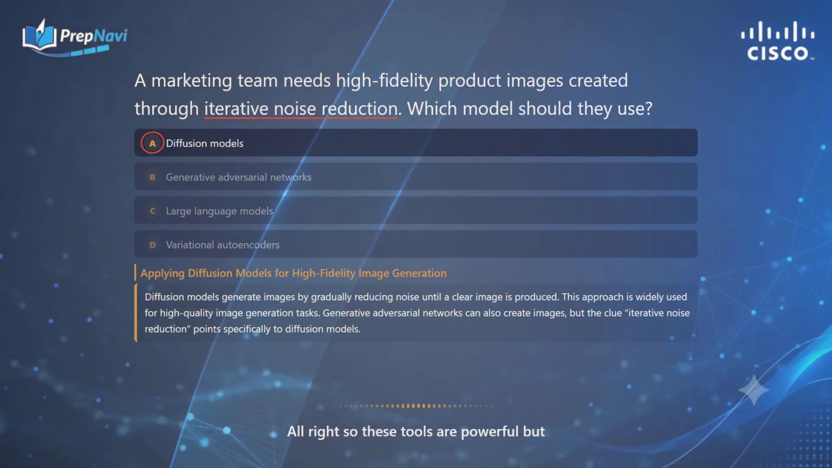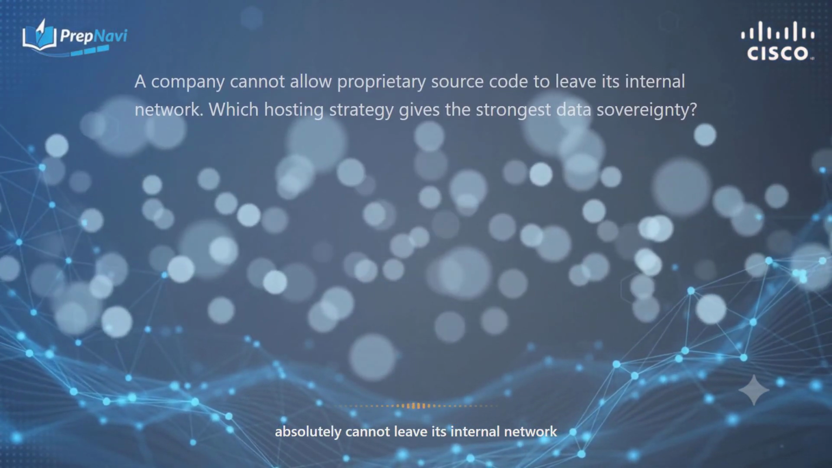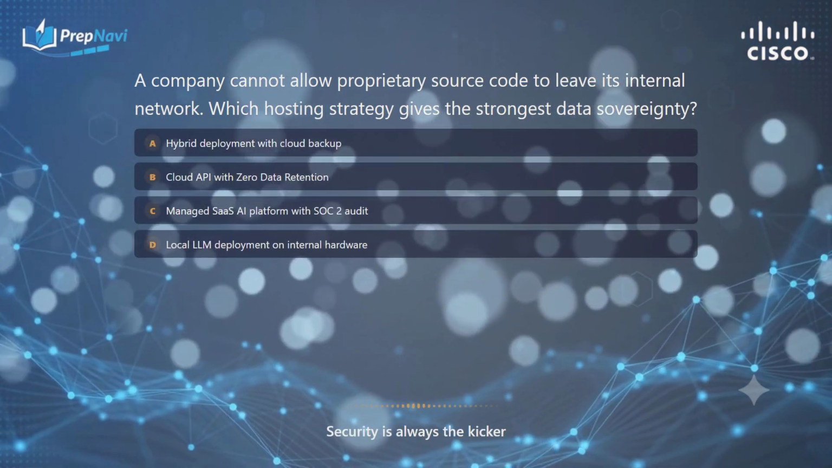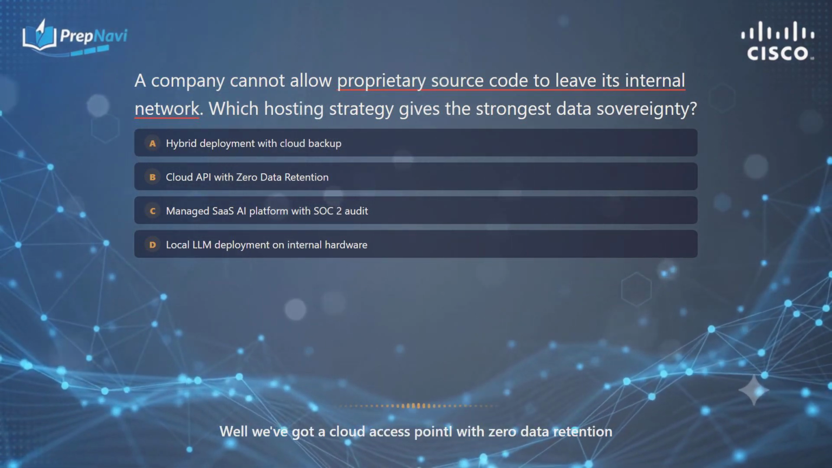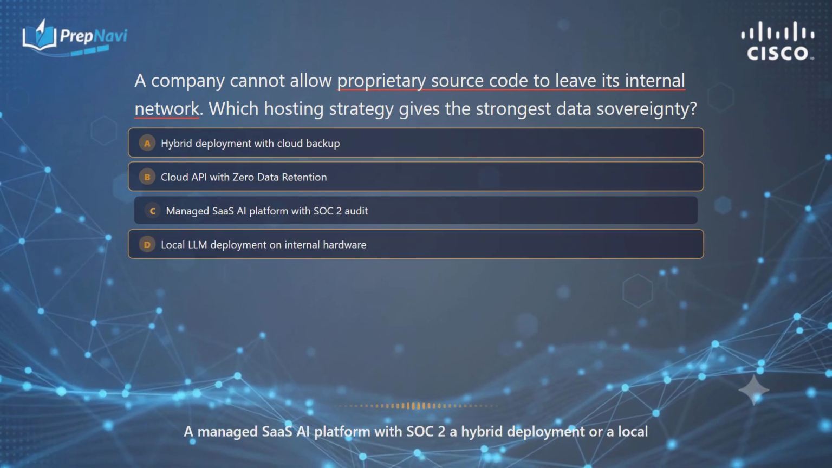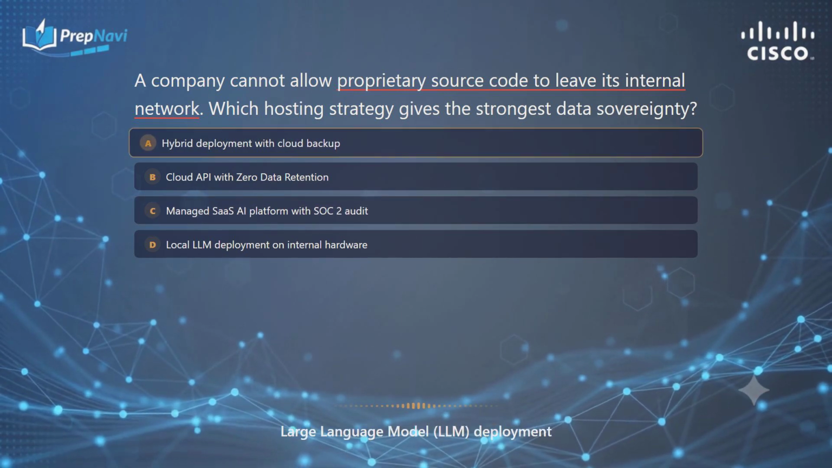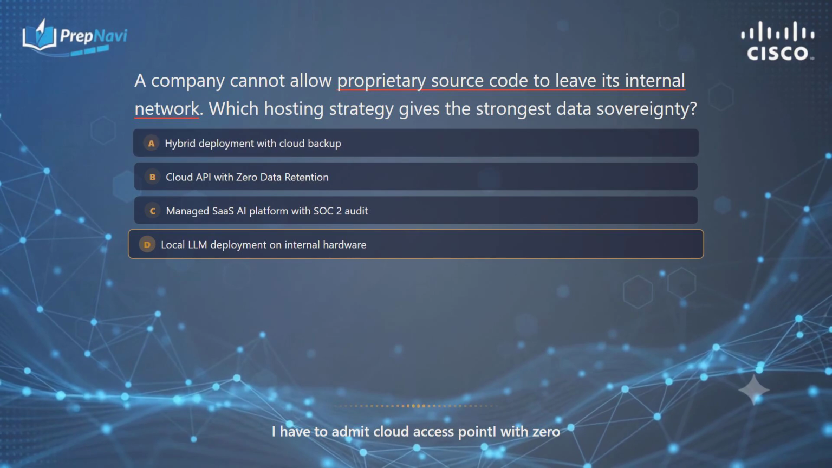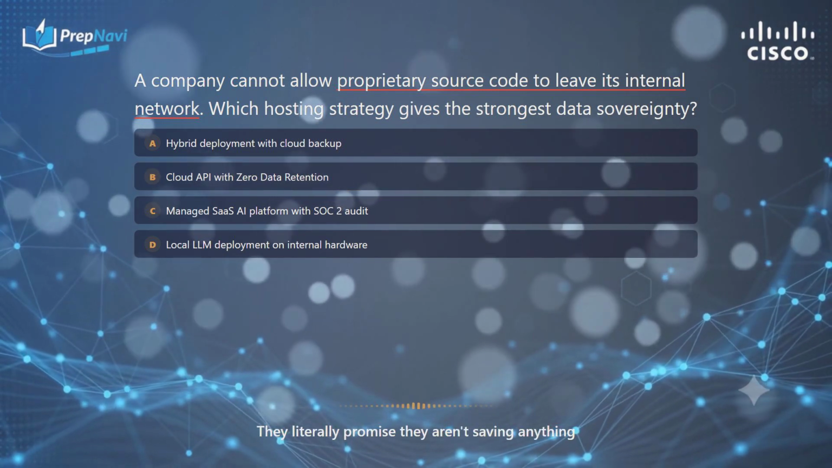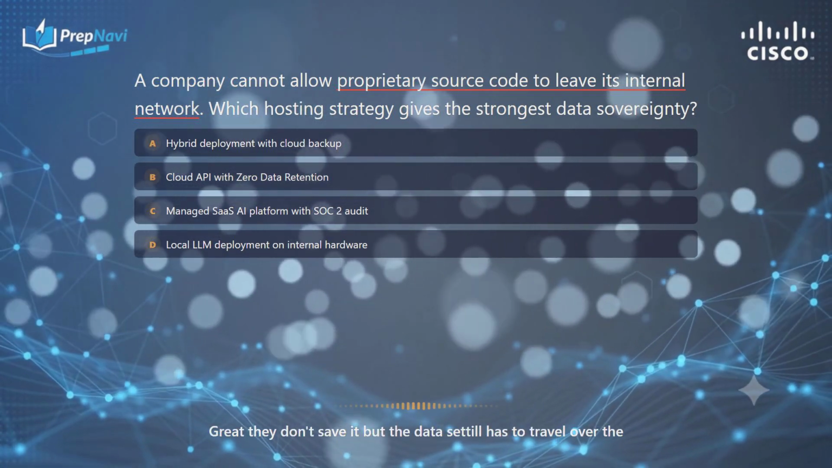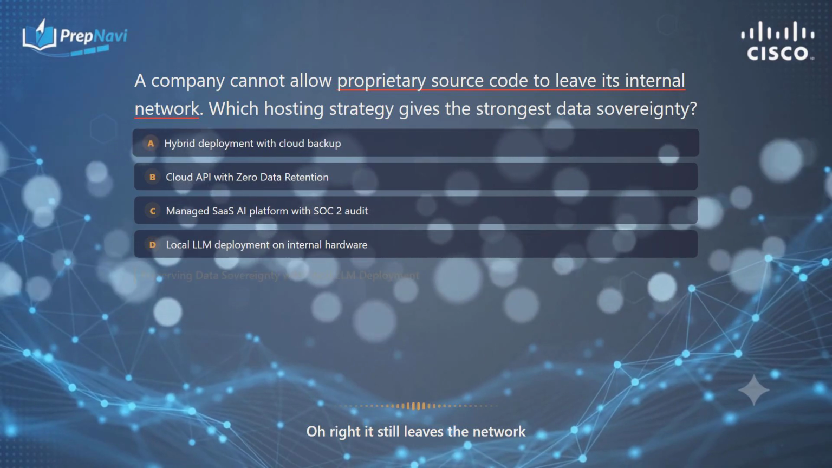All right, so these tools are powerful, but how do we keep the underlying data safe? Let's say a company has proprietary source code that absolutely cannot leave its internal network. Security is always the kicker. What are the hosting strategies? Well, we've got a cloud API with zero data retention, a managed SaaS AI platform with SOC2, a hybrid deployment, or a local LLM deployment. I have to admit, cloud API with zero data retention sounds incredibly secure. They literally promise they aren't saving anything. Right, they don't save it, but the data still has to travel over the wire to their external cloud service. Oh, right. It still leaves the network.